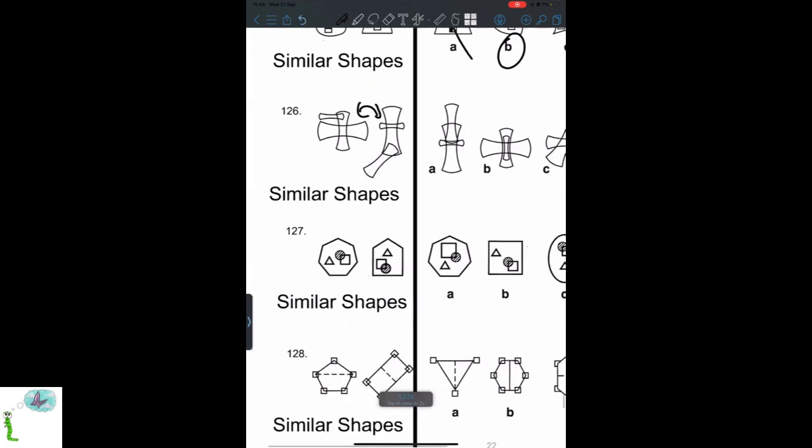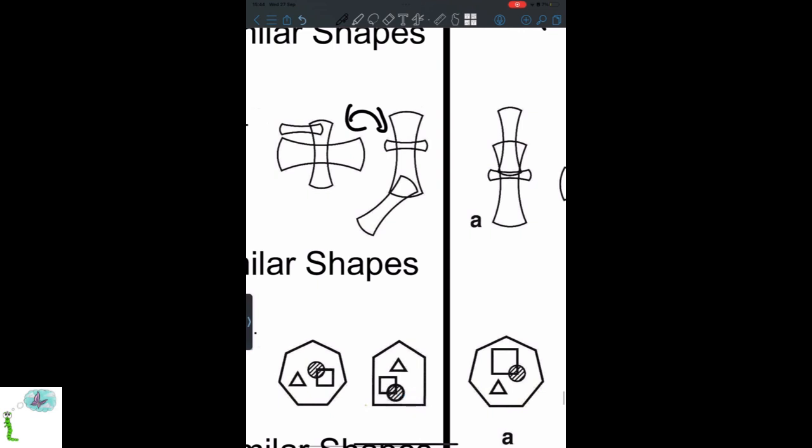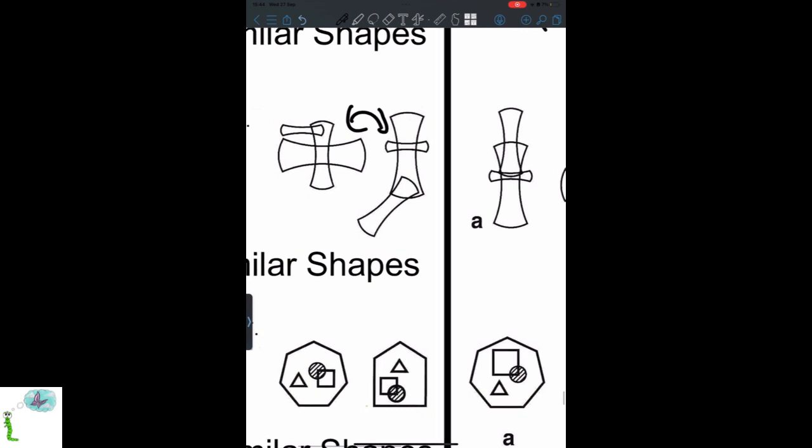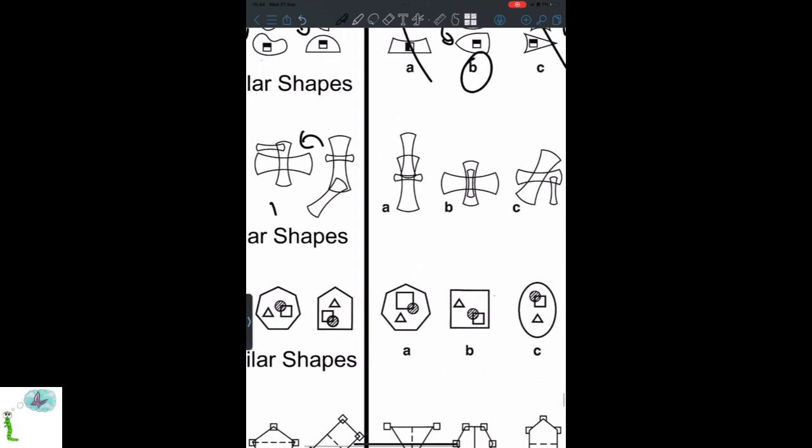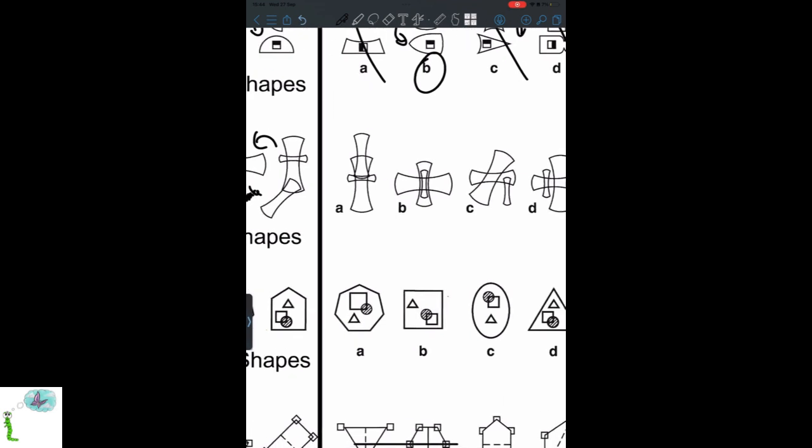Question 126. What I immediately look at with these types of questions is intersections, or overlapping. So one area overlapping here, one area overlapping here. 1, 2. We've got 2 overlaps. So I'm going to quickly look for an option that has 2 overlaps, because that's the rule I found, right? 2 overlaps. This is 3 overlaps. 1, 2, 3. So I would cross that out.